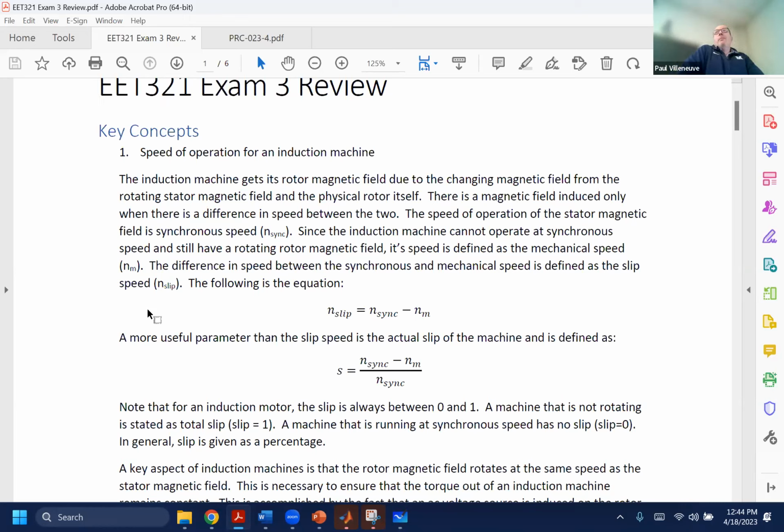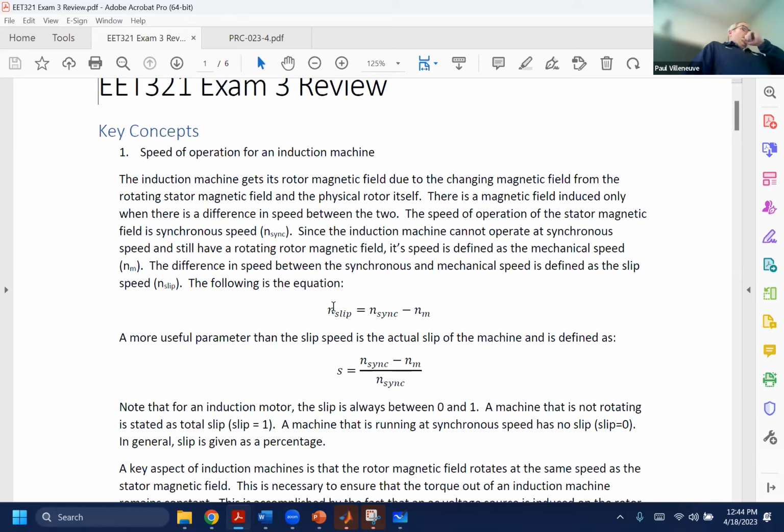So our slip is going to be a ratio, right? Which is the slip speed divided by the synchronous speed. So that's what we have here. Our term slip is really based on the slip speed, and then we just do it as a ratio. It's useful to know that as a ratio because it tells us, from 0% to 100% slip, what the actual performance of our machine is going to be. It's less useful for us to actually know the slip speed.